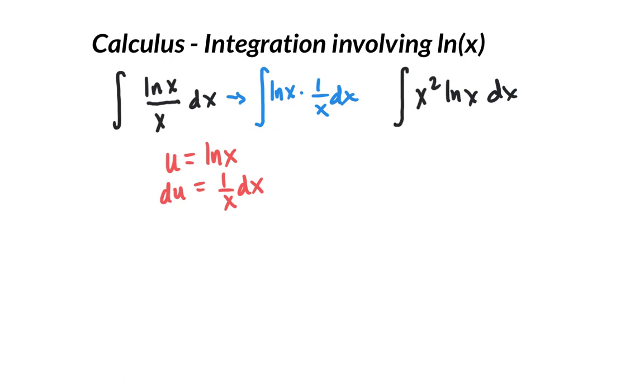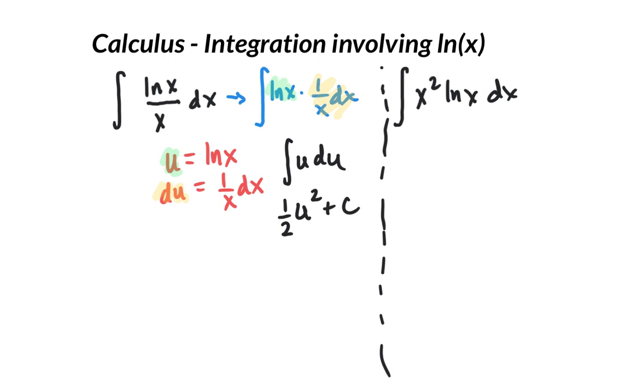We say, well, u is natural log, so we can replace that, and du is 1 over x dx, so we can replace that. So this integral just becomes u du. And then we do the antiderivative, of course: raise the power and divide, put a plus c, and it's 1/2 the natural log of x squared plus c. So when it is a quotient, I would look to do substitution, see if that will work.